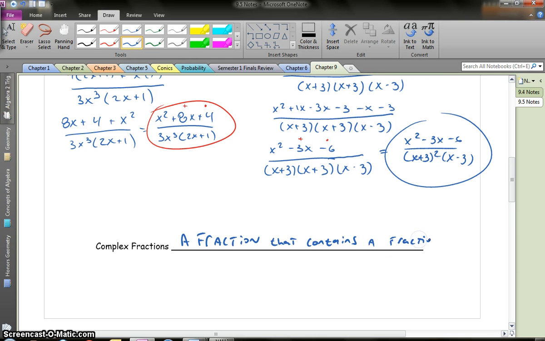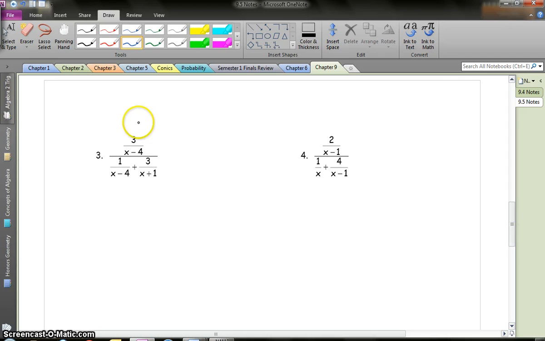Okay, so it's a fraction inside a fraction. Ooh, it's like Inception. Alright, so let's look at one. Pretty much, look at this. It's a fraction over two more fractions, the sum of fractions. So that's a complex fraction. Now, this gets a little different.